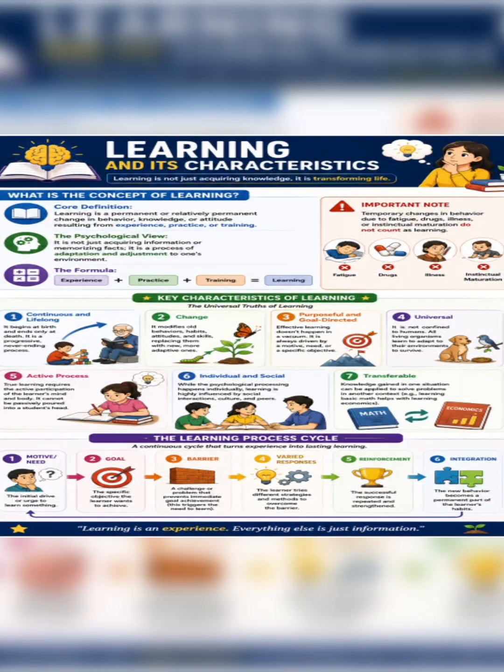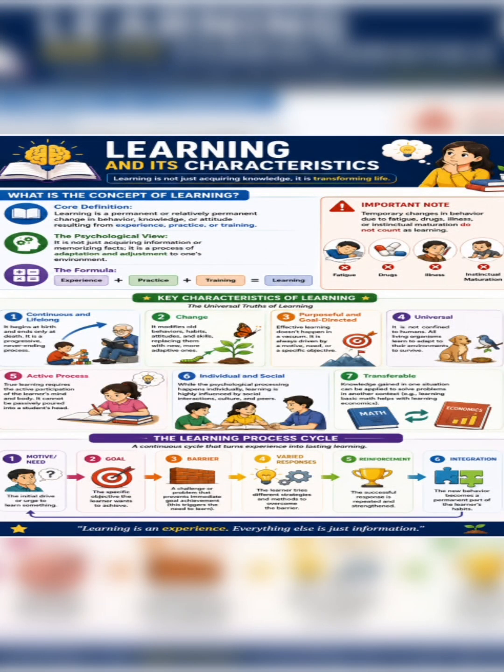But from a pedagogical and psychological standpoint, what is learning exactly? What is its hidden formula? What are its universal truths, and how does the brain navigate a learning cycle? Today, we are breaking down the complete anatomy of learning using this incredible framework. Whether you are an educator, a student preparing for competitive eligibility exams, or a lifelong learner, this breakdown is going to fundamentally change how you view education.